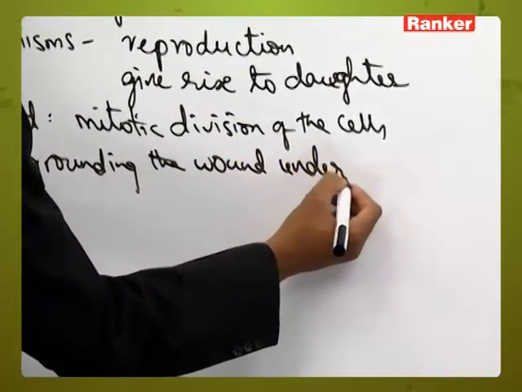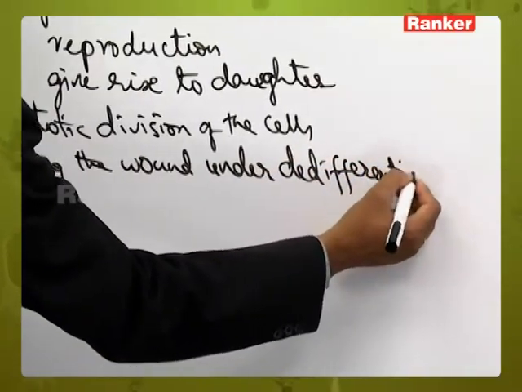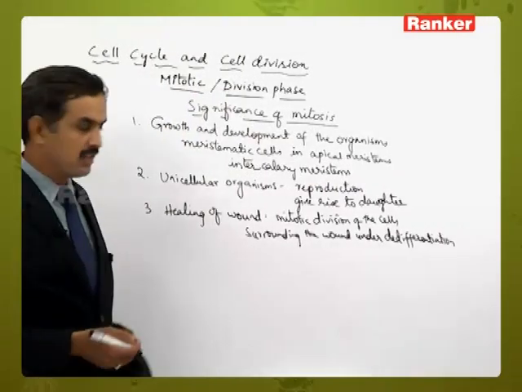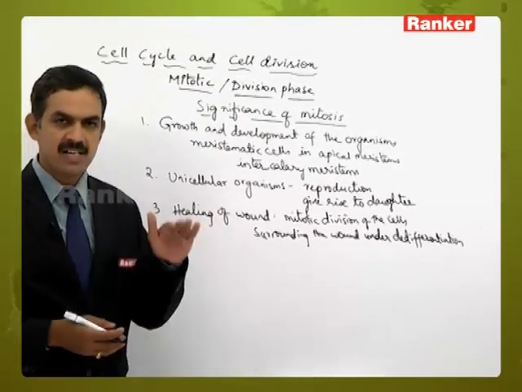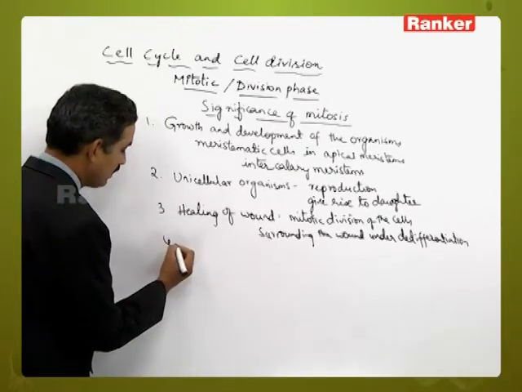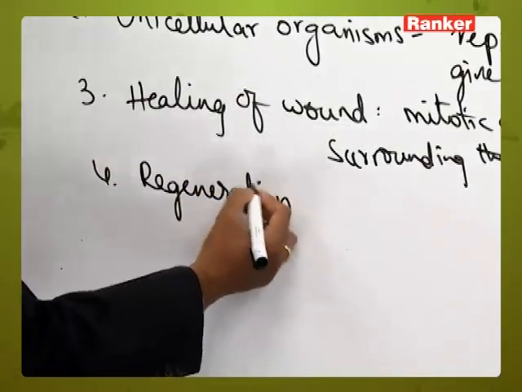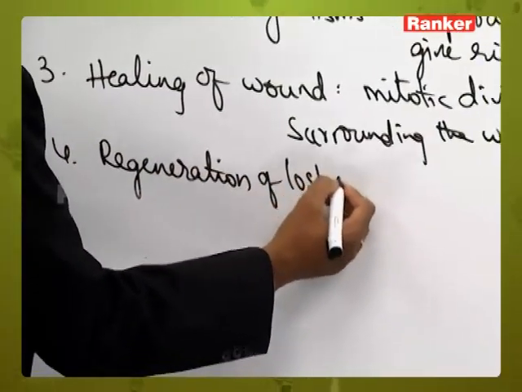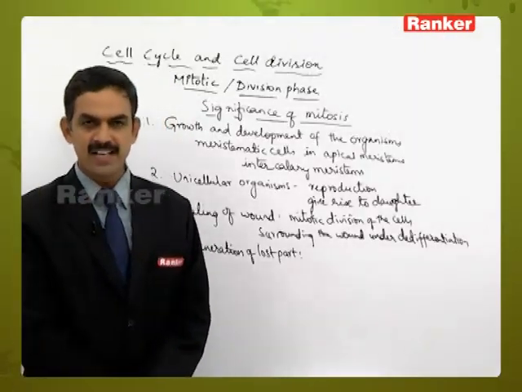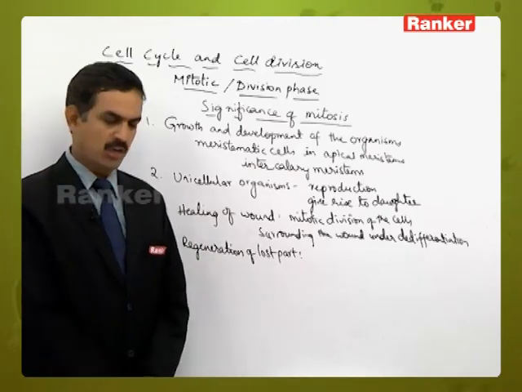Undergo de-differentiation. De-differentiation means the permanent cells acquire the ability of division and start dividing, and they replace the dead tissues present in the wound region. Regeneration of lost parts: if any part of the plant body has been lost, that lost part is regained by the division of the cells present in the retained body.